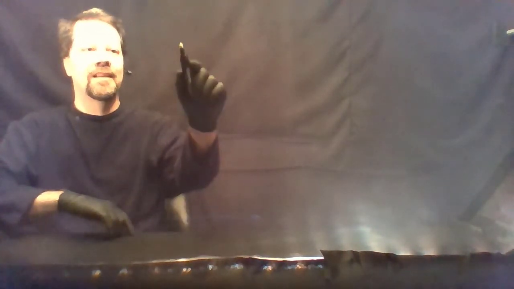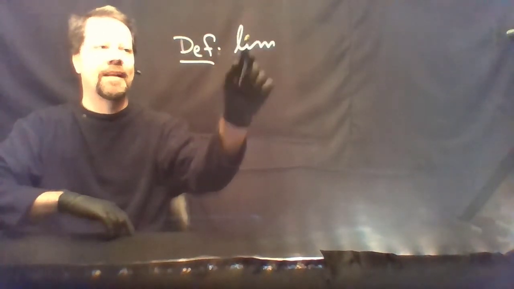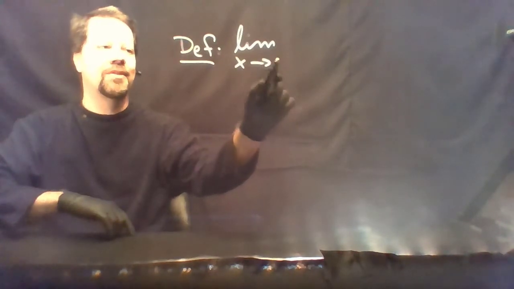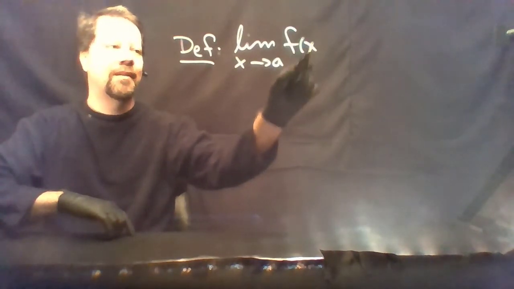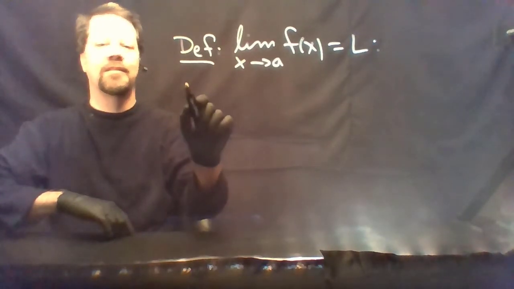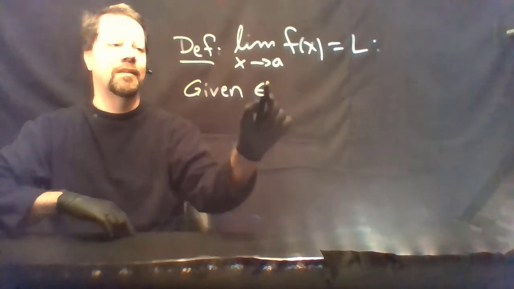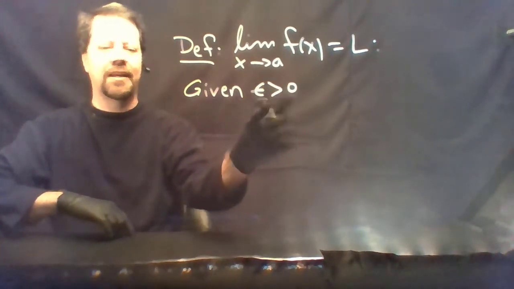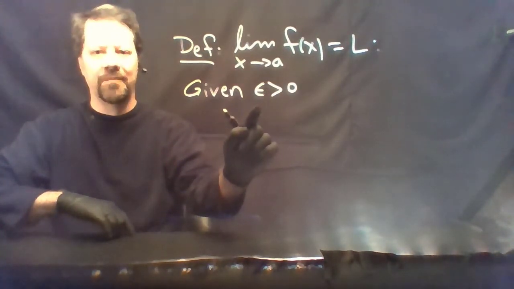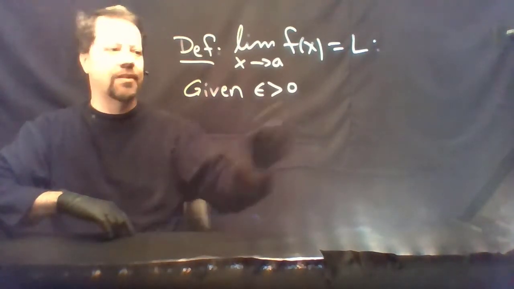Recall that the definition of limit is as follows. By the limit as x goes to a of f of x equals L, we mean given epsilon greater than 0, we usually think of epsilon as a small number. It's a measure of closeness in the range.